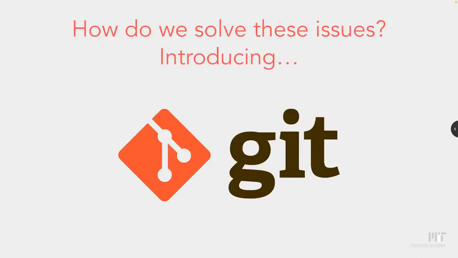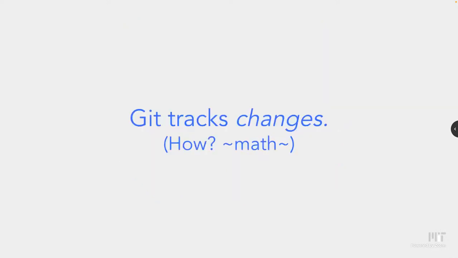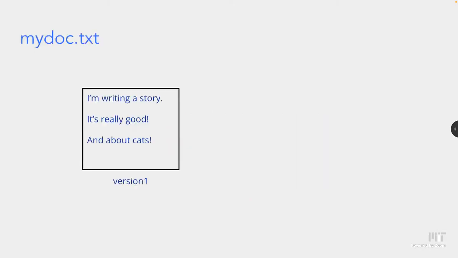So how do you solve this issue? Well, there's a tool called Git. So what does Git do? Basically, Git tracks changes. And how it does this is through a diff. So let's break that down a bit.